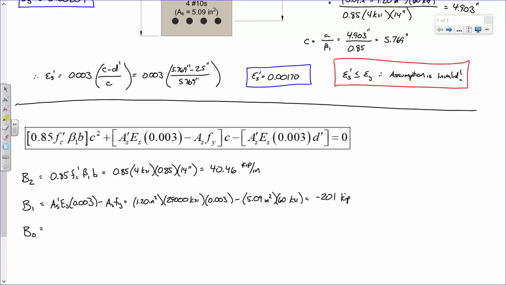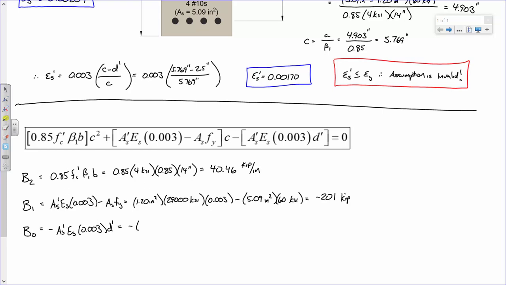Now, I want everybody to really pay attention to what I do here. Okay, so B sub naught is everything in this bracket. So it's AS prime, ES, 0.003 D prime. But watch this. Look at the equation. Do you see how it's a pile of junk times C squared plus a pile of junk times C, but it's minus. Does everybody see that minus? So what I'm going to do is say B naught is, I'm going to put that negative there.